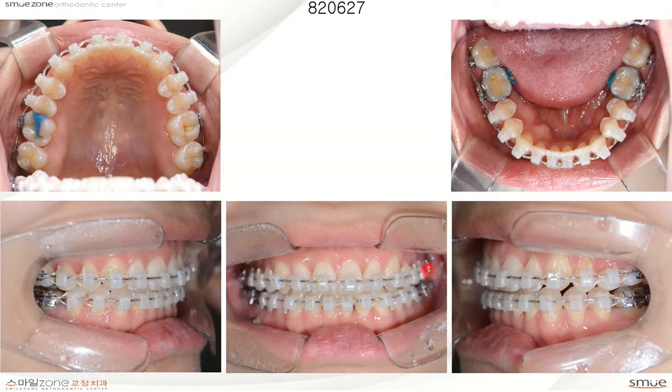Yeah, so we have to expand the teeth. We have to constrict the lower.